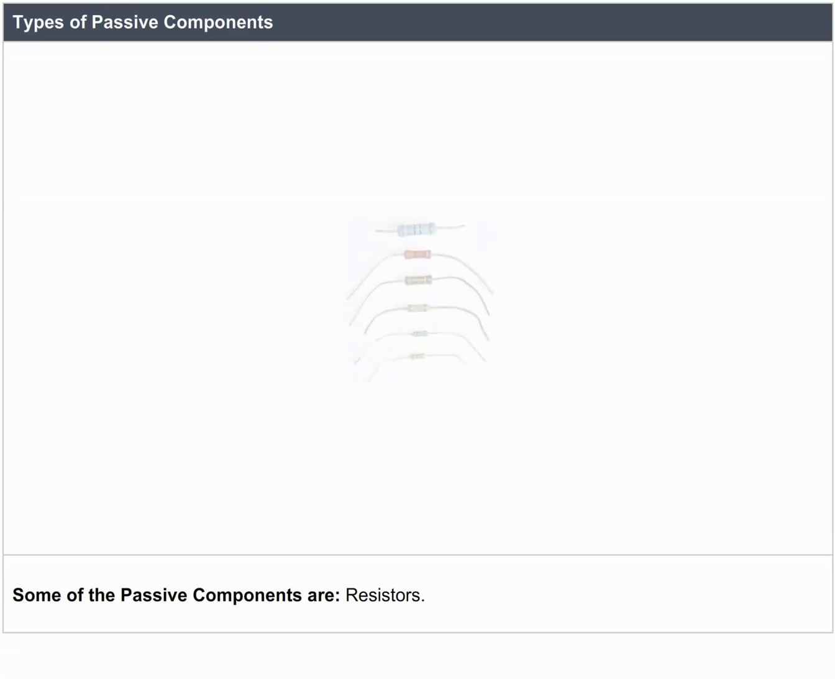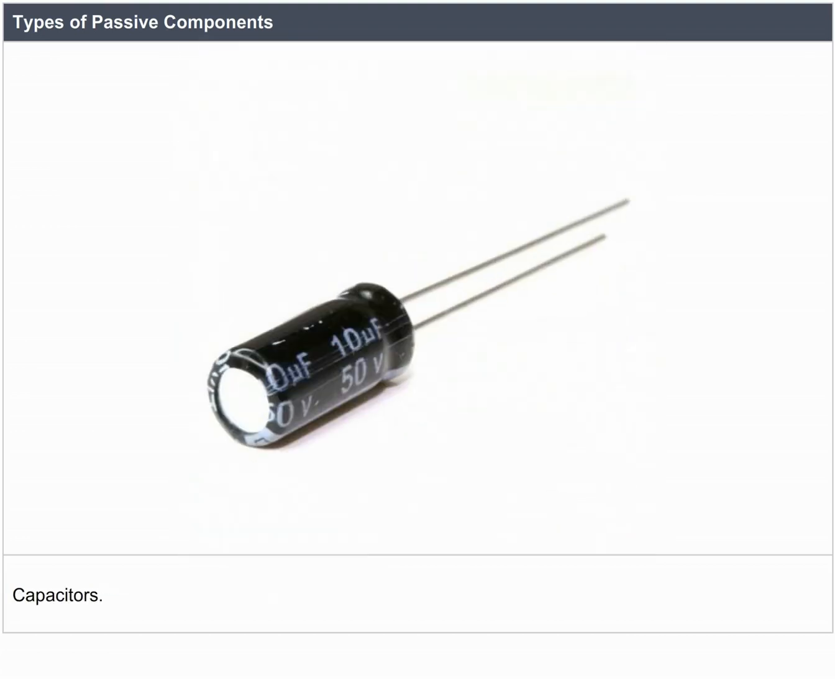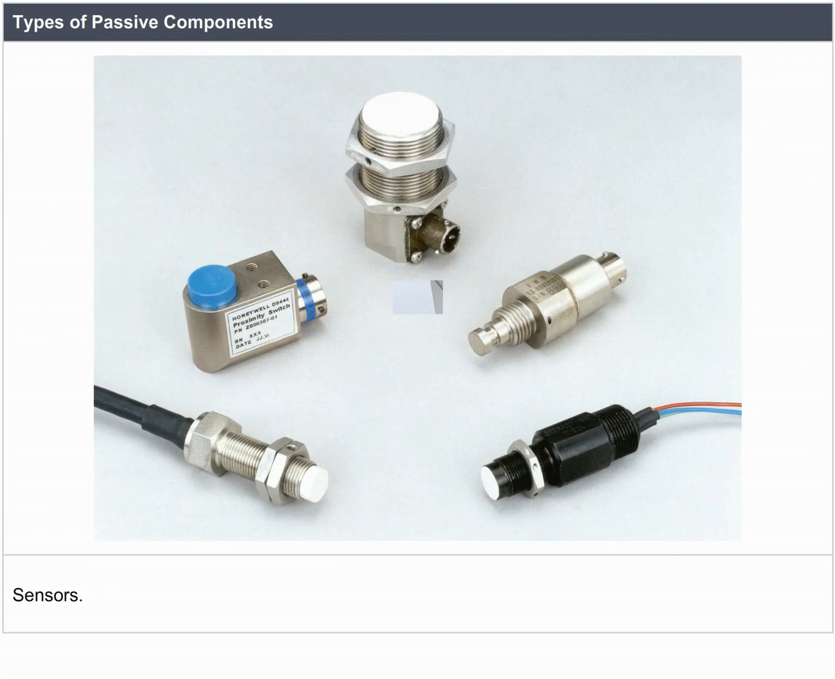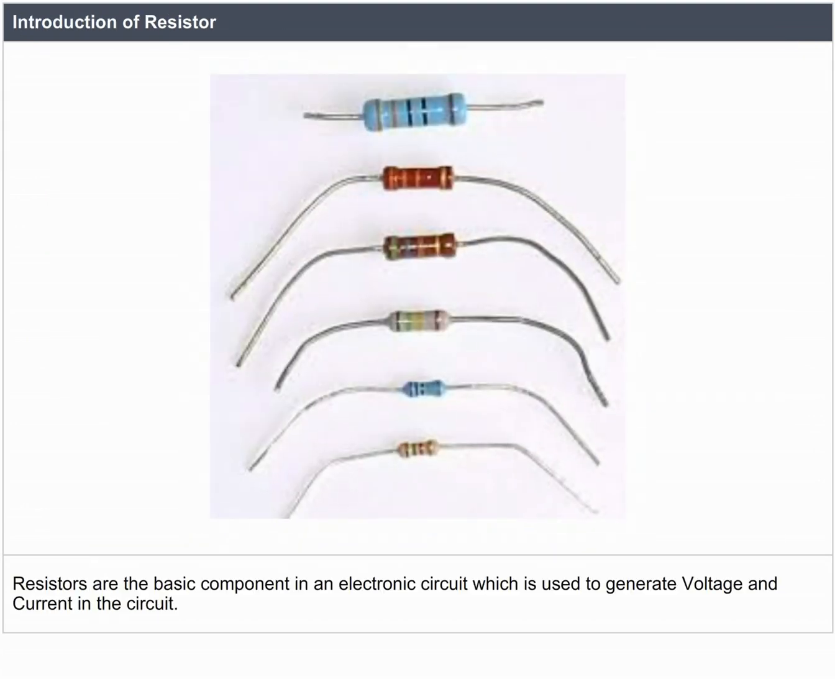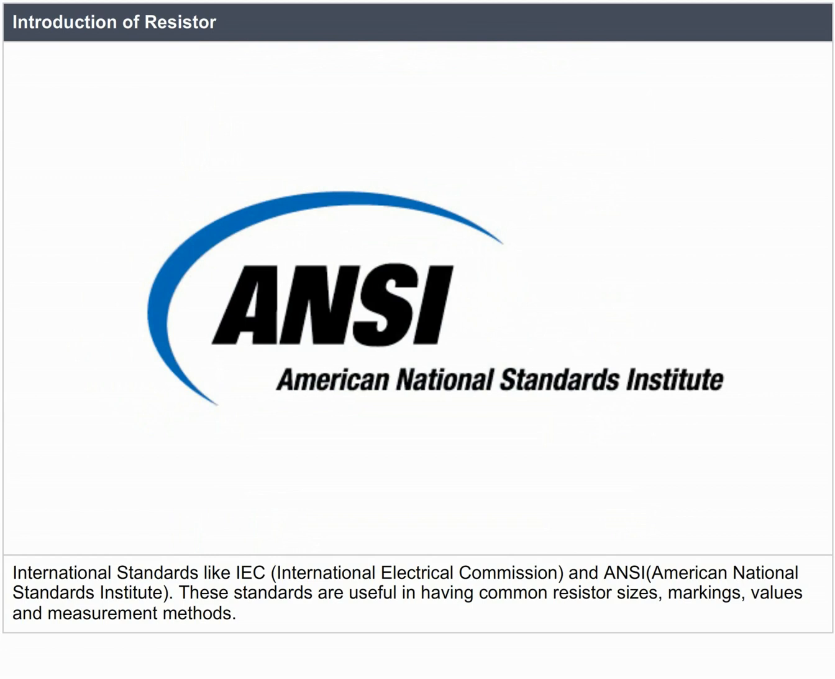Types of passive components. Some of the passive components are resistors, capacitors, inductors, sensors, transducers. Introduction of resistor. Resistors are the basic component in an electronic circuit which is used to generate voltage and current in the circuit. International standards like IEC, International Electrical Commission, and ANSI, American National Standards Institute.